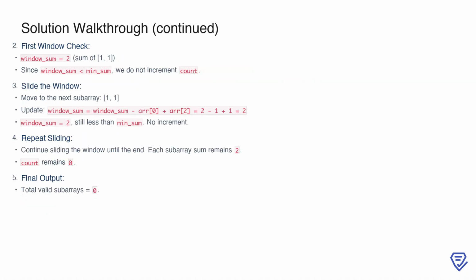Sliding the window to the next subarray, 1, 1, we update the window sum by subtracting the first element of the previous window, 1, and adding the new element, 1. The new window sum remains 2, which is still less than the required minimum sum. As we continue sliding the window across the array, the sum of each subarray remains 2, which is consistently less than the minimum sum. No valid subarrays are found, so the count remains 0. The total number of valid subarrays in this case is 0.